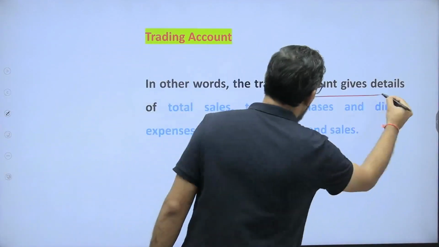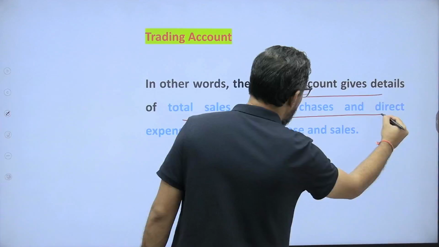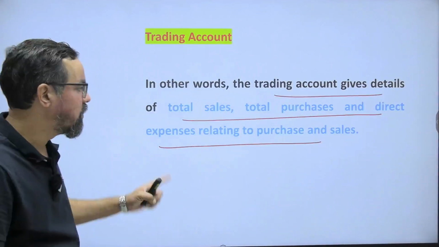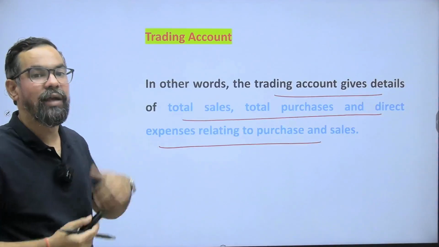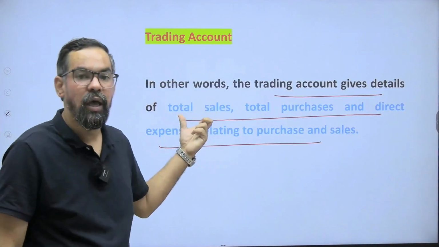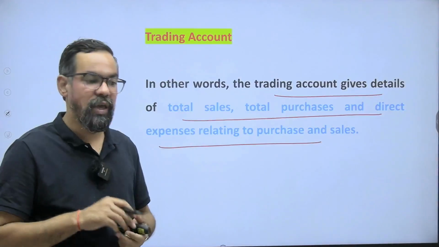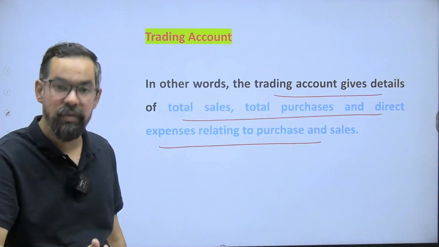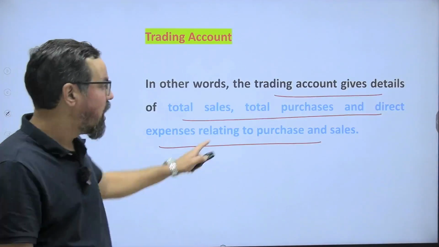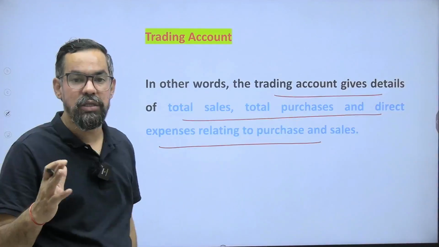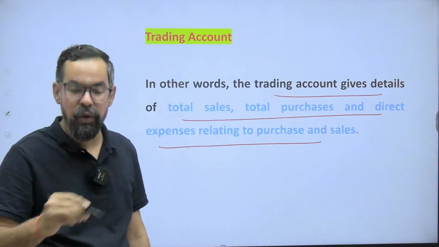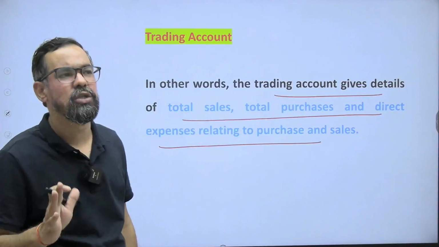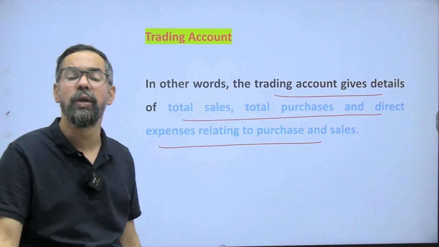In other words, trading accounts give details of total sales, total purchases, and direct expenses relating to sale and purchase. The formula generally says net sales. Net sales is your total sales, and if there are any sales returns you have to subtract that, and if your company has given some discount to customers, you have to deduct that also. Two things. And your direct cost, which is directly attributable to the production of that particular product, includes purchases and other expenses, which are all your cost of goods sold, also known as your direct cost.